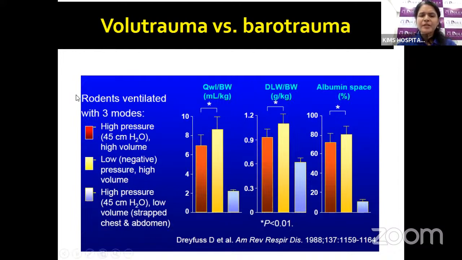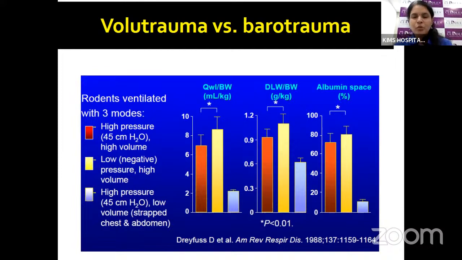Now, when the researchers compared the markers of lung injury, like the volume of water that had percolated in the interstitial space per unit of kilogram of the birth weight in ml per kg, and also the percentage of albumin that was detected in the interstitial space, which is also a marker of lung injury, all these markers were found to be very favorable in the group that was exposed to high pressure but low volume.